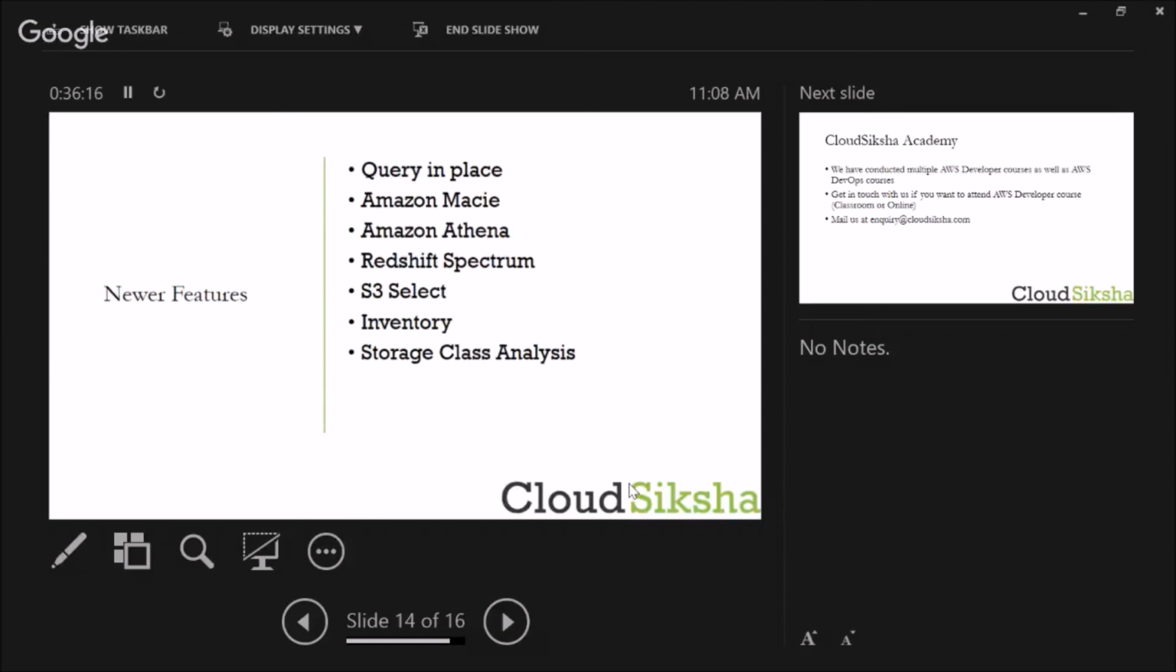Okay, so that sort of gives you an overview of S3 and Glacier from the examination point of view.